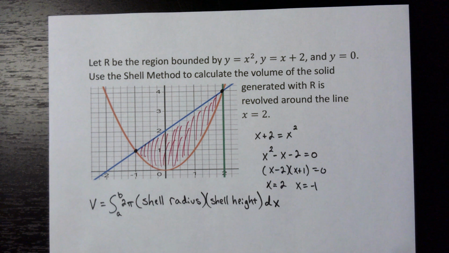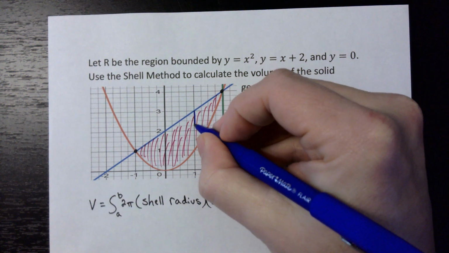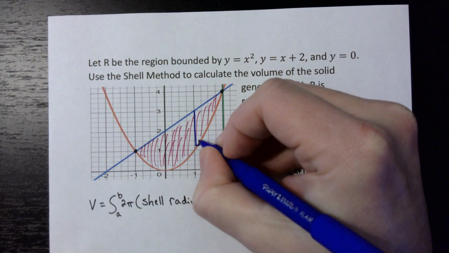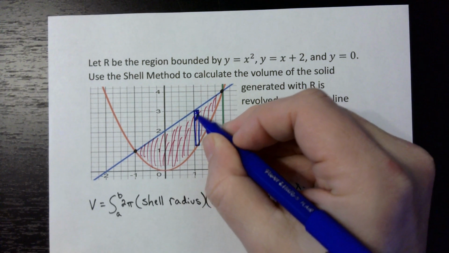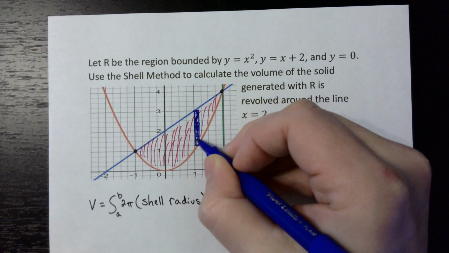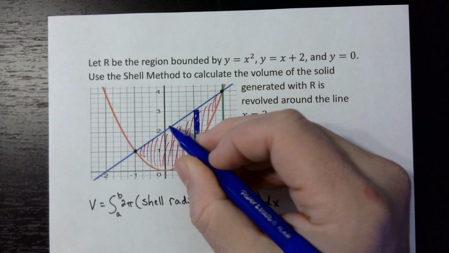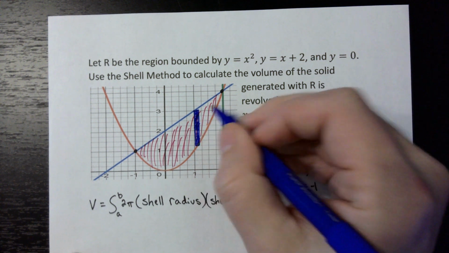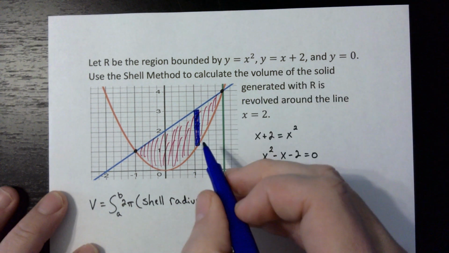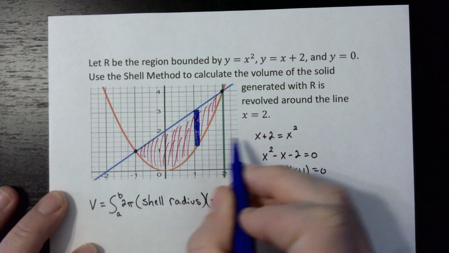I'm going to draw an arbitrary rectangle here to show how we're going to find the shell radius. Let's say this is just a rectangle, at no particular place. I'm just drawing it at a random point, and the top is bounded by this line and the bottom is bounded by this line. I could have drawn it over here or anywhere, it doesn't really matter, but this is the shell we're going to use to visualize this. So imagine this shell being rotated around this axis right here.